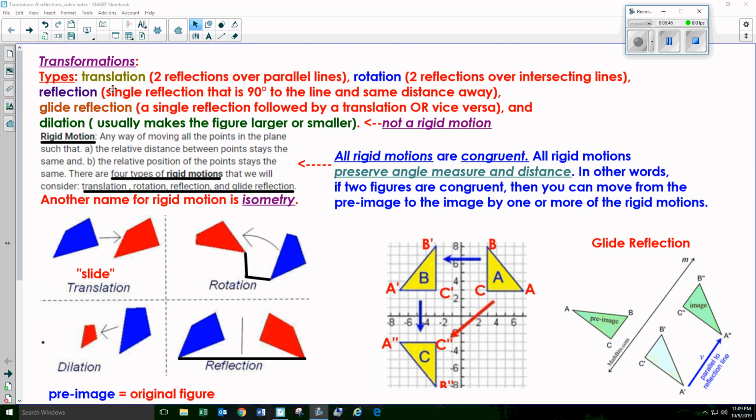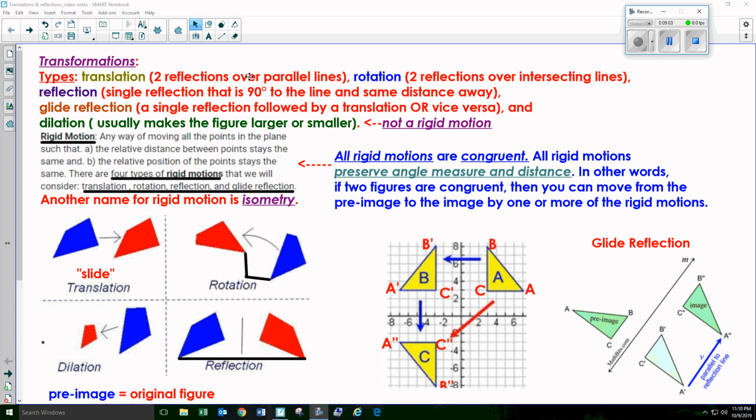All right, so translation. Right here, in middle school you might have learned it as a slide. I've had a lot of prior students say, yeah, we called that slide in middle school. Okay, that's not the technical name. The technical name is translation. How does a translation occur from here to here? It's two reflections over parallel lines.